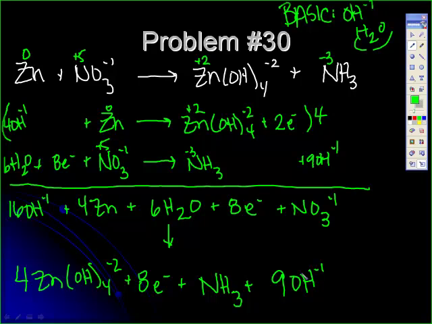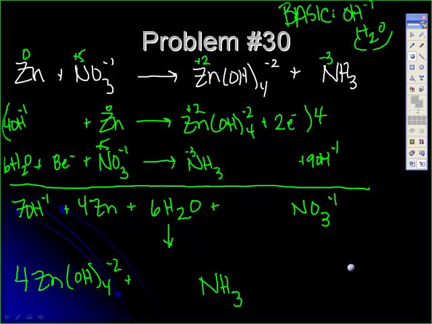Okay. Now that I have everything that I've listed up here, I can do some cleanup. So first, let's just go in order. I have 16 OH minus 1s and 9 here. So 9 of those will cancel, leaving me with 7 on this side. Let's do Zns next. Zns are fine. Let's do H2Os next. I have 6 over here and none over here, so that's fine. Let's do electrons next. I have 8 over here and 8 over here, so that's okay. So basically that's what I'm left with because NO3s don't appear on the other side.